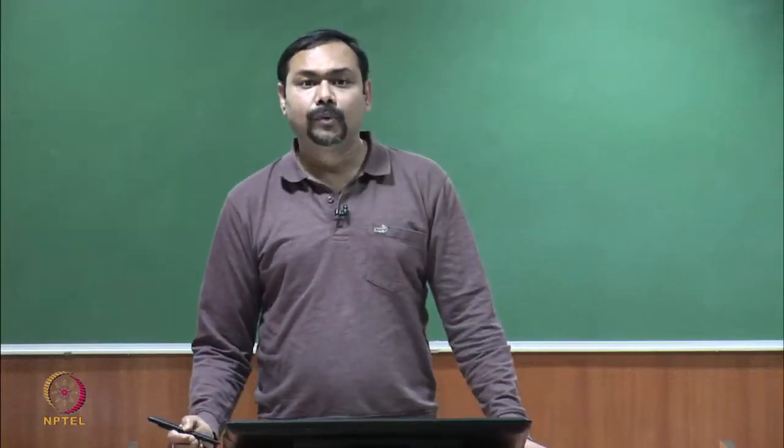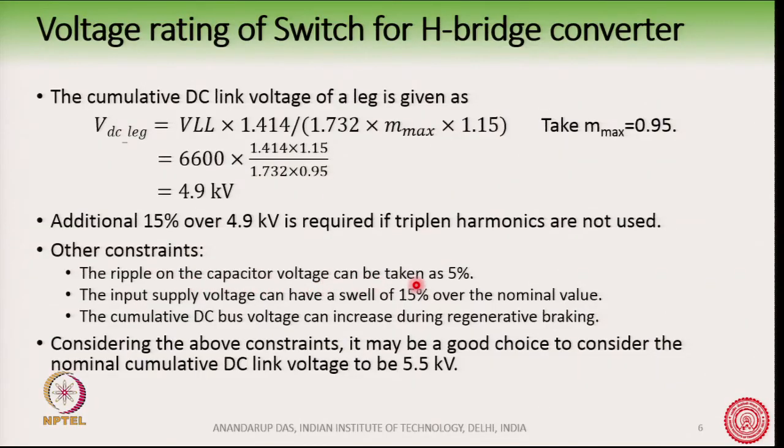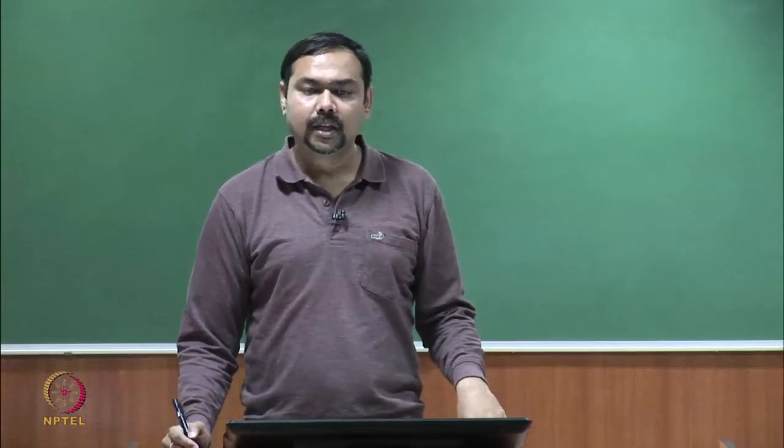But there are also some other constraints, like the ripple on the capacitor voltage can be taken as 5%. There is always a ripple, and this ripple is primarily coming from the fundamental frequency at the input. And the input supply voltage, yes, this is also important, can have a swell of 15% over the nominal value. This is sometimes important because such 11 kilovolt lines sometimes have input surge voltages. Now, this cascaded H bridge converter has an uncontrolled rectifier at the input. So, if there is a surge voltage at the 11 kV line, this surge voltage will directly come on the DC link of the H bridge.